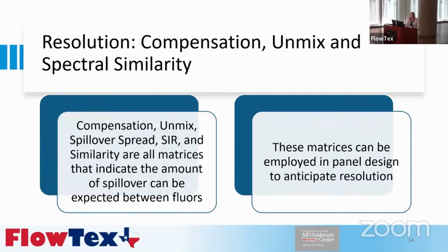Okay, so your resolution is largely dependent on the amount of spillover, the amount of similarity between the fluors that you choose, and how you're going to deal with that. So all of these are characterized mathematically by different kinds of matrices. These would include a compensation matrix, an unmixing matrix, a spectral similarity matrix. All of these are going to just give you a measurement of how similar a pair of dyes are to one another. It's important information, but for purposes of this talk, I'm not going to talk to you about how those matrices are different from one another.